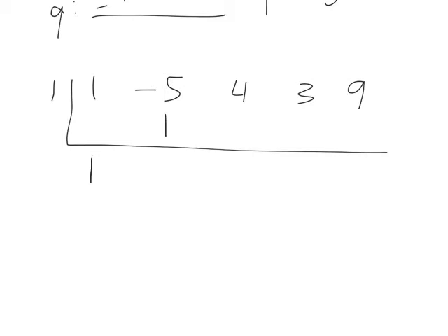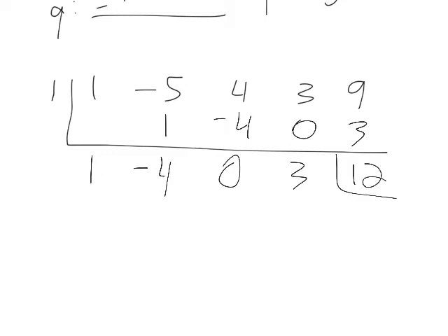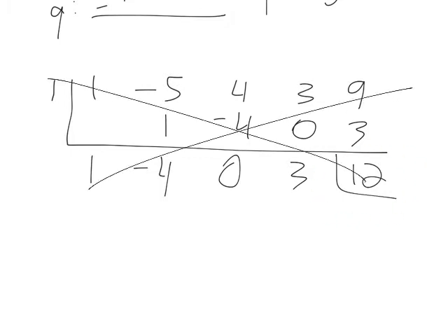Negative 5 plus 1 is negative 4, multiply, put it right here, combine we get 0, multiply is 0 again, combine is 3, and we multiply, and that's going to give me 3, which gives me 12, okay? So that one doesn't work. We're looking for a 0 right here instead of a 12. So we won't be using the 1, okay?